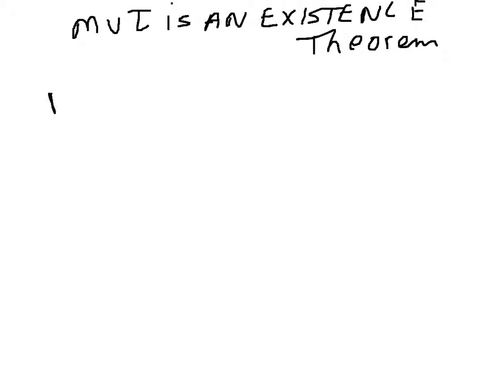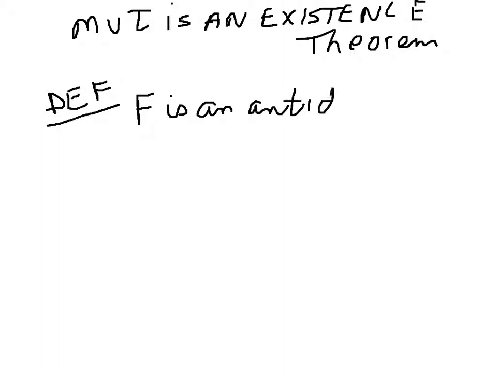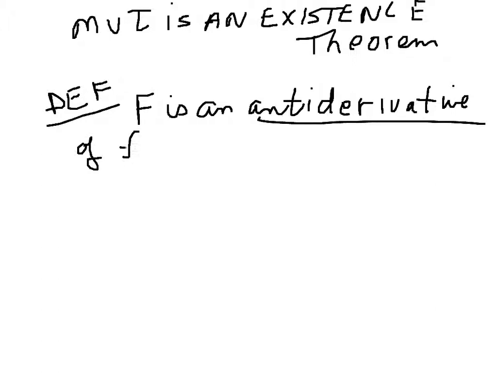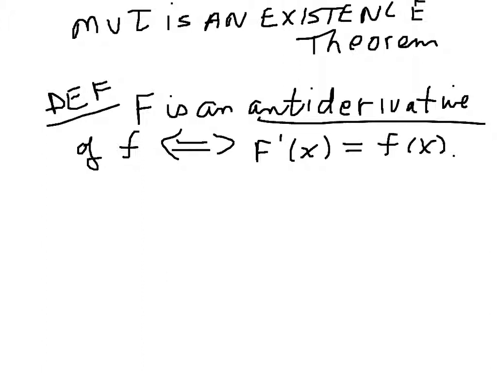And here's another definition. We say that big F is an antiderivative of, let's say, little f, if and only if, when we take the derivative of big F, we get little f.